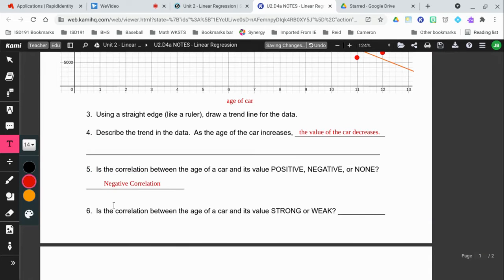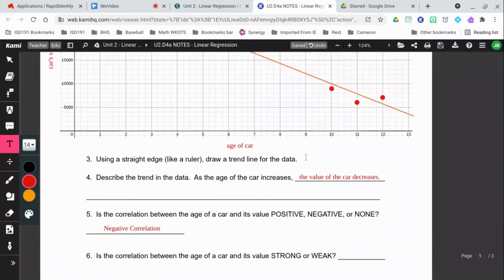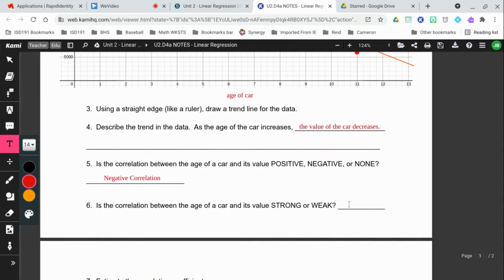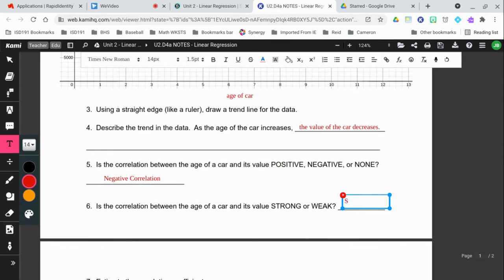All right, next, number 6 is the correlation between the variables, strong or weak. So the strength of the correlation just kind of describes how close these points are to my trend line. Now, if they're scattered and they're a long ways away from the trend line, we say it's weak. If they're pretty close to the trend line, we say it's strong. And in this case, I would think that we actually have some pretty good data here. These points are pretty well matching that line. So we're going to say a strong correlation.